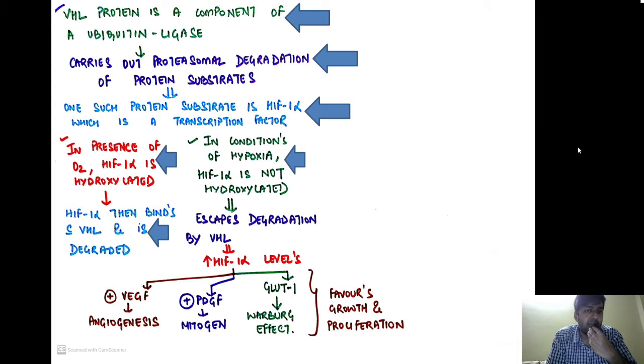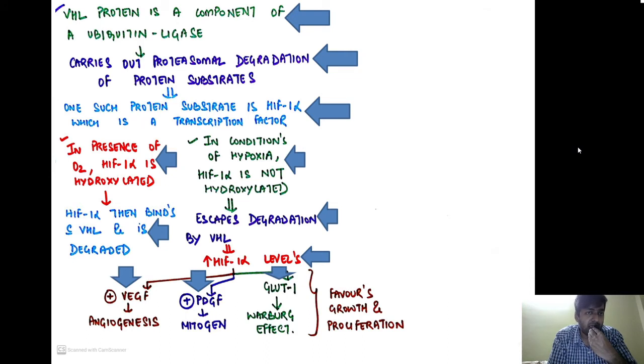But in conditions of hypoxia, this HIF1 alpha is not hydroxylated. So if it is not hydroxylated, it is going to escape the degradation by the VHL, and ultimately the increased level of HIF1 alpha stimulates multiple factors which favor growth and proliferation. Like it is going to stimulate vascular endothelial growth factor leading to angiogenesis. It is going to stimulate PDGF, that is platelet derived growth factor, which acts as a mitogen and stimulates mitosis. It is also going to stimulate GLUT1, which is going to stimulate the Warburg effect. What is the Warburg effect? More of this will be clear in the next lecture.